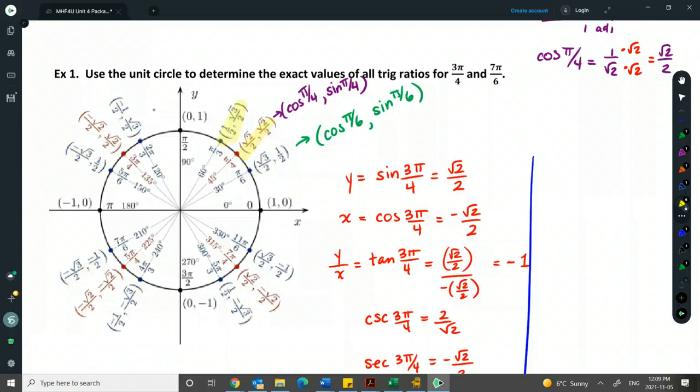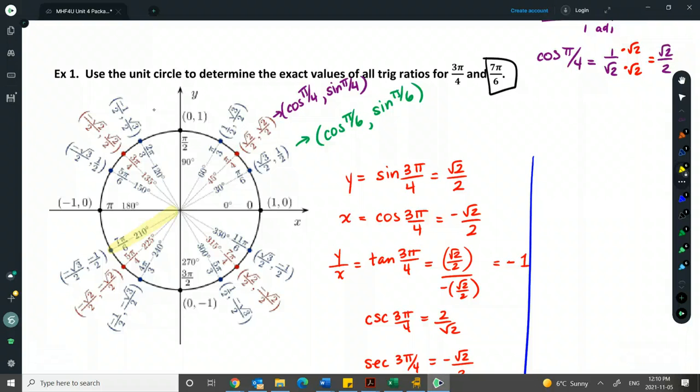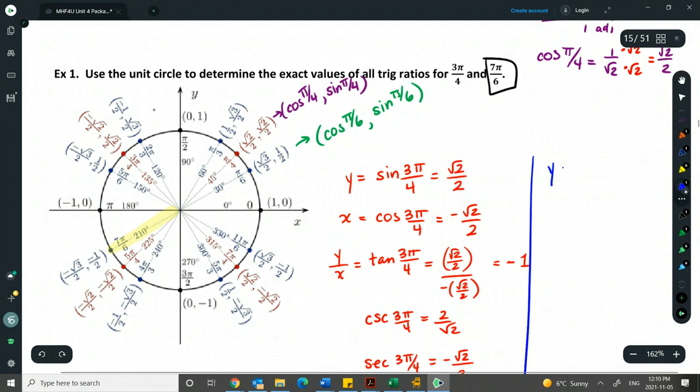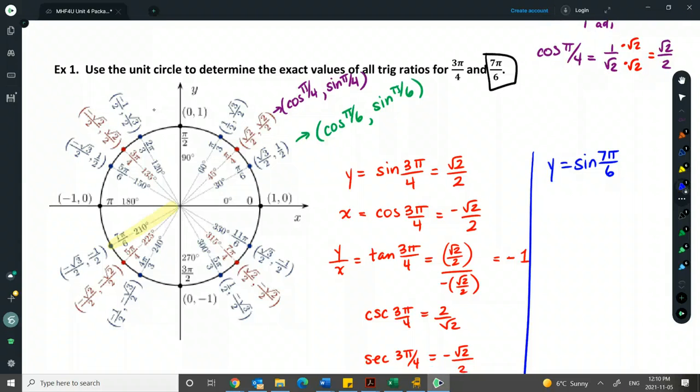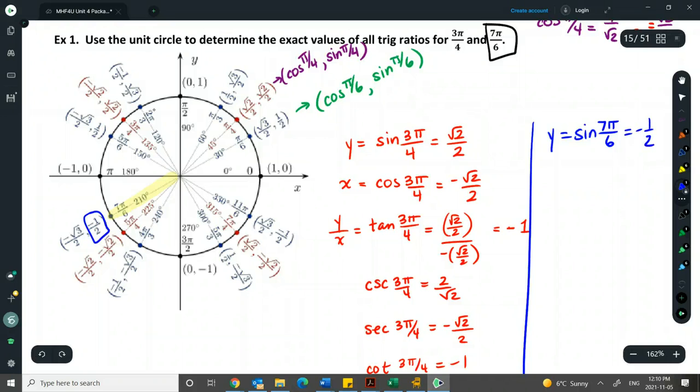So, okay, let's do it for 7 pi over 6. It's not as complex as it looks. Y will be equal to the sine at that location. So the y-coordinate tells us the sine value of 7 pi over 6. So what is the y-coordinate at the 7 pi over 6 location? Negative 1 over 2. Done.